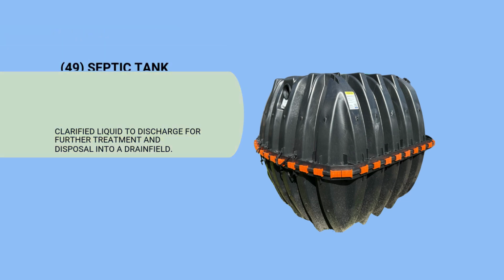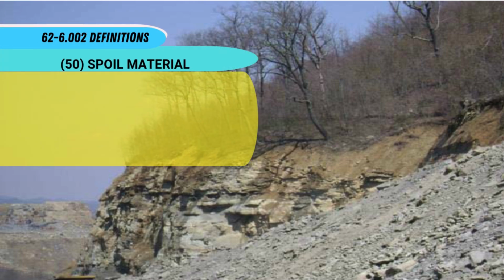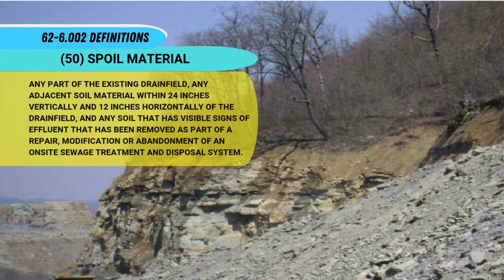a drainfield. 50. Spoil material, any part of the existing drainfield, any adjacent soil material within 24 inches vertically and 12 inches horizontally of the drainfield, and any soil that has visible signs of effluent that has been removed as part of a repair, modification or abandonment of an on-site sewage treatment and disposal system.